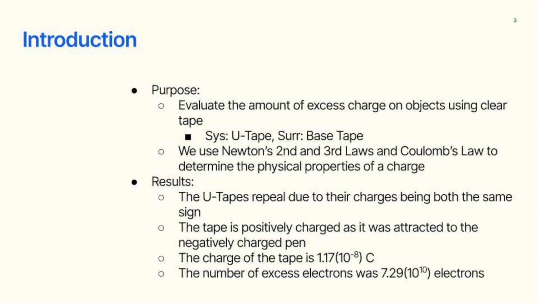This resulted in the U-tapes repelling each other due to the charges having the same sign. Whether that be both positive or negative, I didn't know until further in the experiment, when I found out that the tape was positive because of its attraction to the negatively charged pin. I was able to calculate the charge of the tape, which was 1.7 times 10 to the negative 8 coulombs, and the number of excess electrons, which was 7.29 times 10 to the 10 electrons.